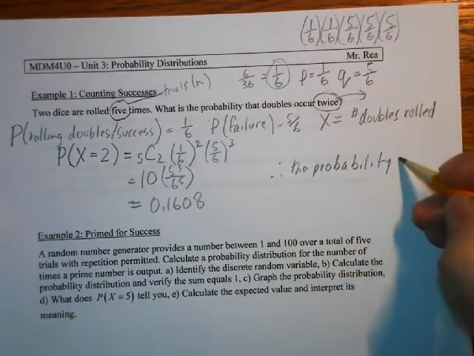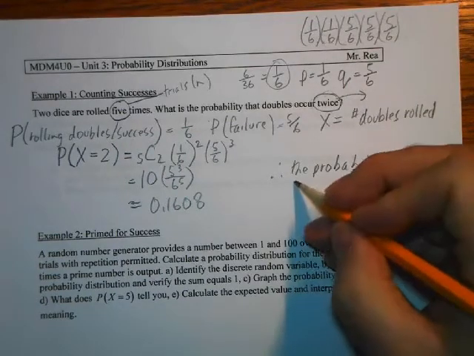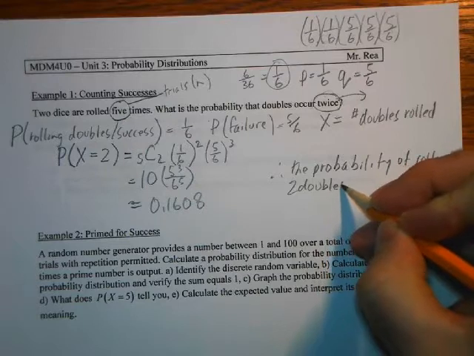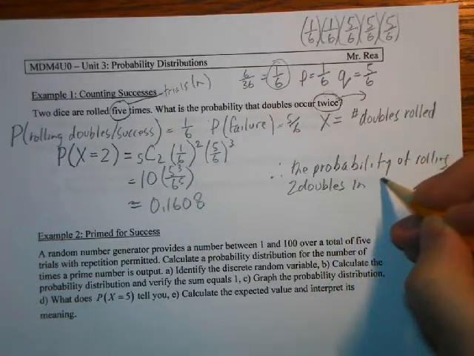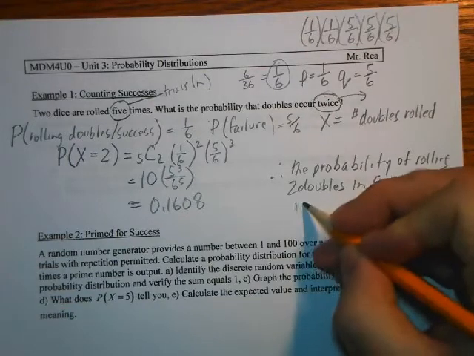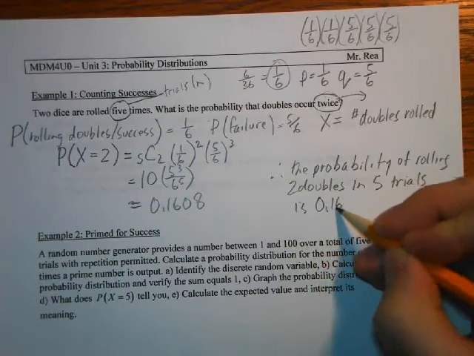So therefore, the probability of rolling 2 doubles in five trials, 5 different rolls, is that number. I could say 16.08%, or just leave it as a decimal.